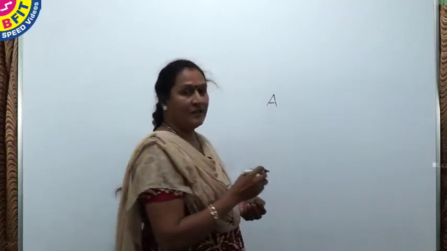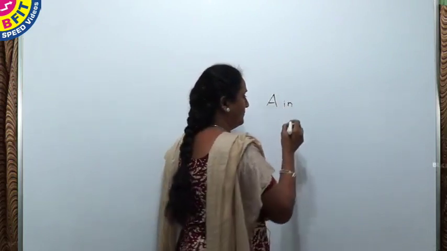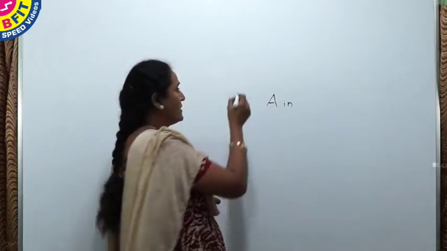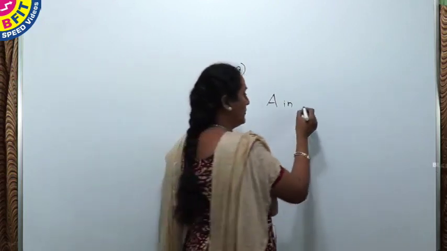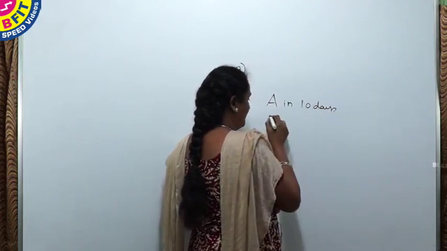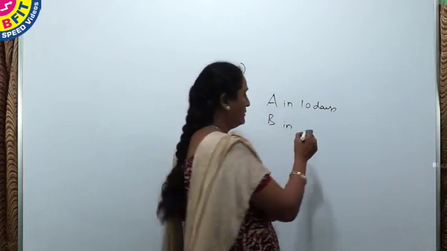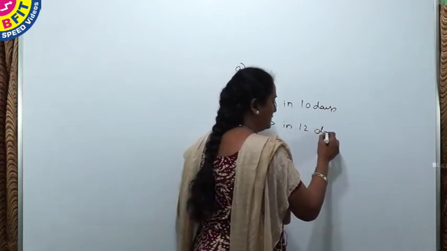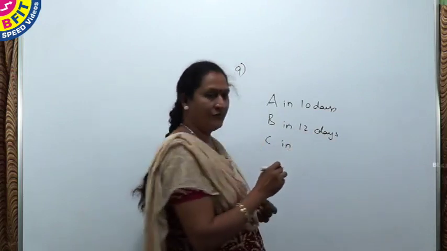So here, question number 9. A can do a job in 10 days, B can do it in 12 days, and C in 15 days.